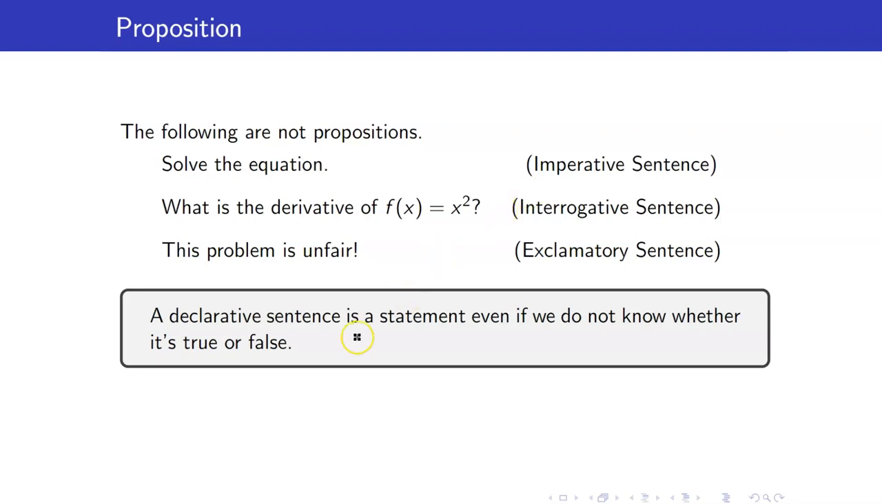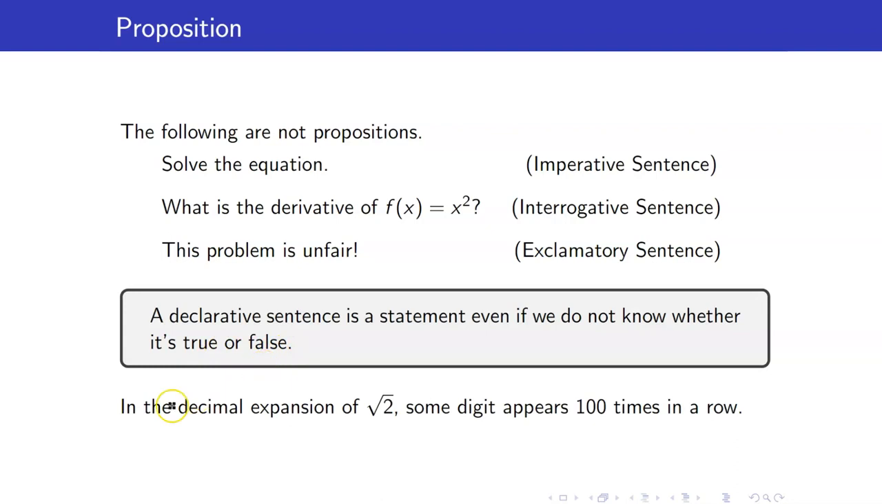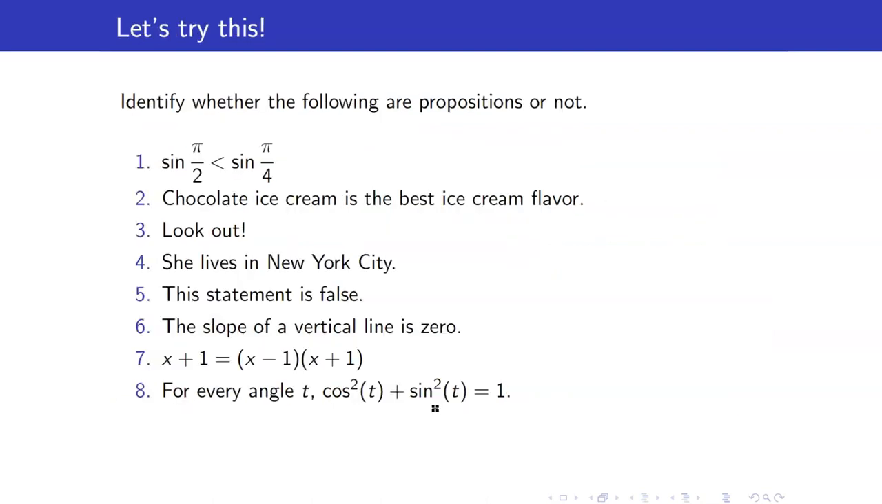Take note that a declarative sentence is still a statement or a proposition even if we do not know whether it's true or false. For example, in the decimal expansion of square root of 2, some digit appears 100 times in a row. I do not know whether this is true or false, but definitely if you use a computer, you will determine whether it is true or false. It's just one of the two. Let us identify whether these are propositions or not. I interchangeably use propositions with statements, so please take note that they are just the same.